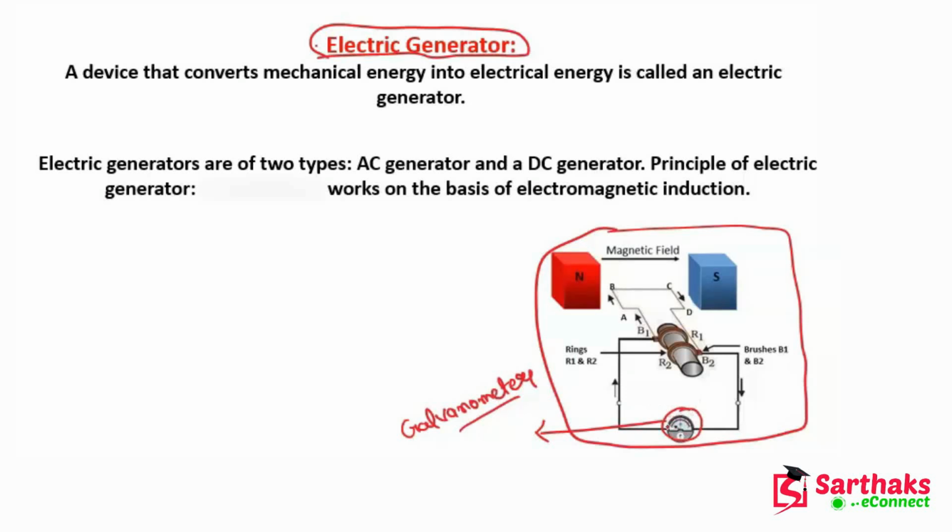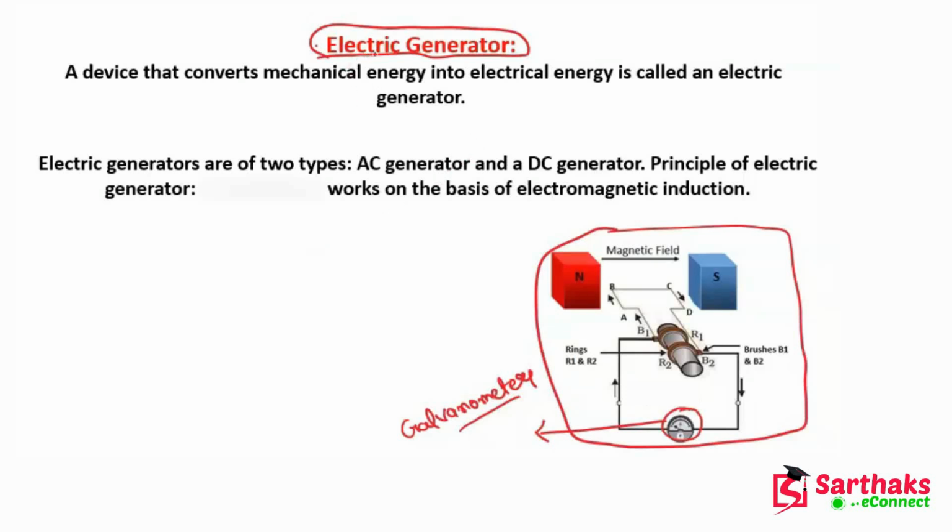So guys, what happens when we provide electricity to the armature? Due to the magnetic effect of electric current, this armature starts to rotate and this axle starts to rotate. That is the principle of a motor. A motor is a device which converts electrical energy into mechanical energy.